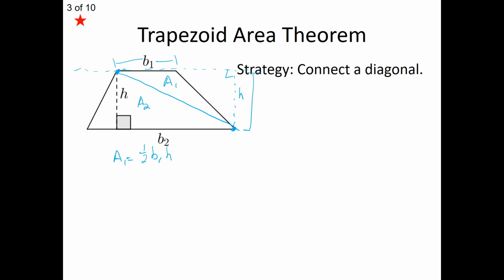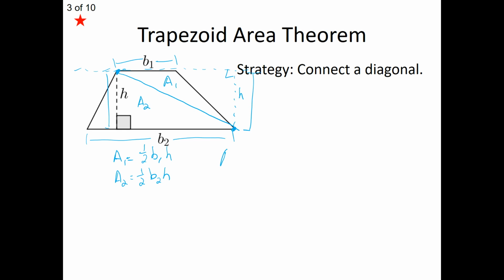Let's then take a look at deriving an area formula for the second triangle that's formed, with the area of A sub 2. For A sub 2, we also have the length of its base and its height. Take a look at A sub 2. The length of its base is this B sub 2. Its height is actually the same length, H, which means the area of that triangle A sub 2 is 1/2 B sub 2 times H, right? They're actually the same height because they're equidistant, right? The parallels are equidistant.